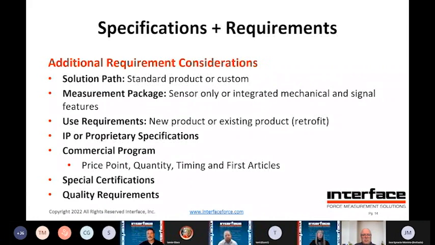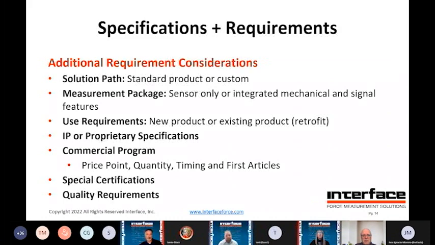The commercial program. What is the overall schedule? What is the price point? What is the ramp-up rate? That's especially critical to be able to support OEM business, not only in terms of getting the prototypes out on schedule, handling the approval process, but then being able to ensure we have everything else in the supply chain geared up to support the longer-term production ramp.